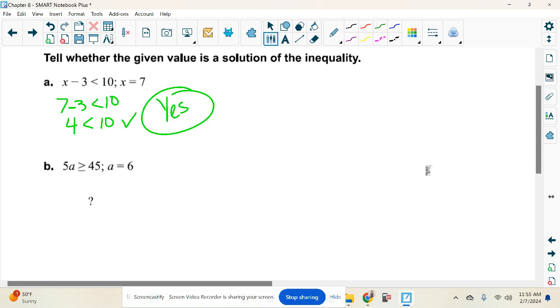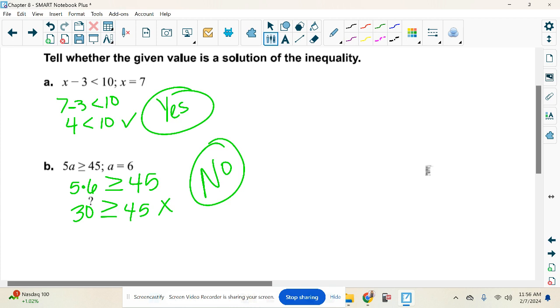Example B. I have 5a is greater than or equal to 45, and they have a equaling 6. So I'm going to replace a with 6. So I have 5 times 6 is greater than or equal to 45. Well, 5 times 6 is 30. Is 30 greater than or equal to 45? No. So is this a solution? No.